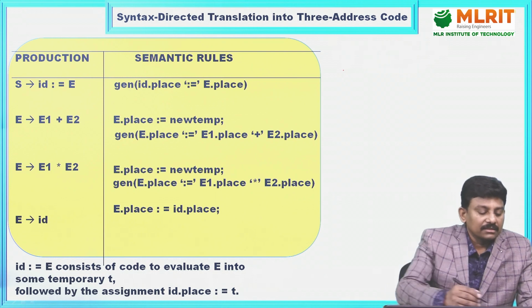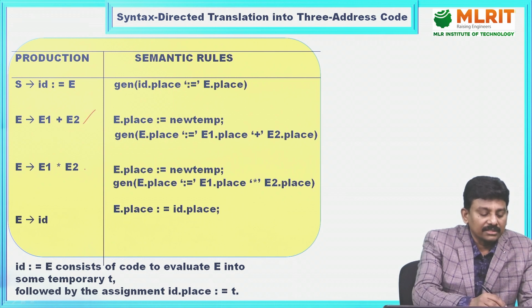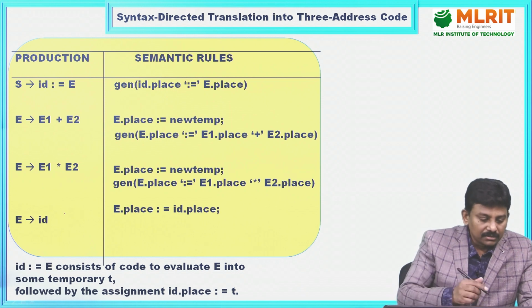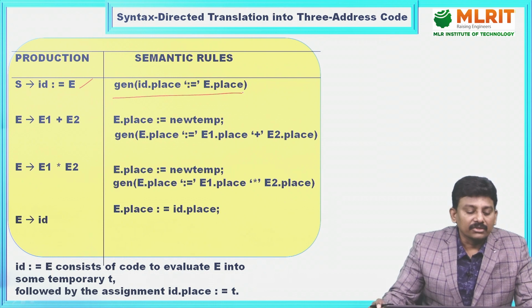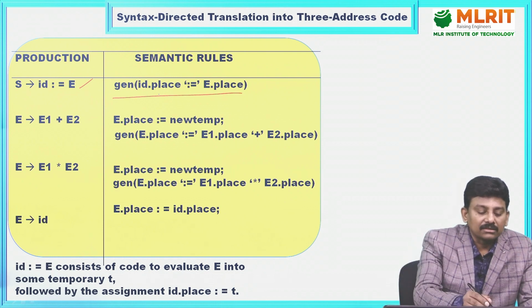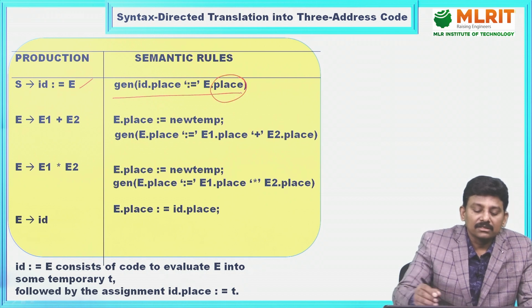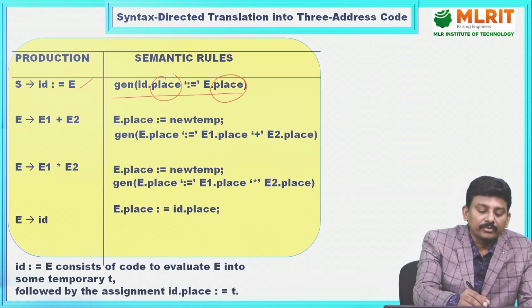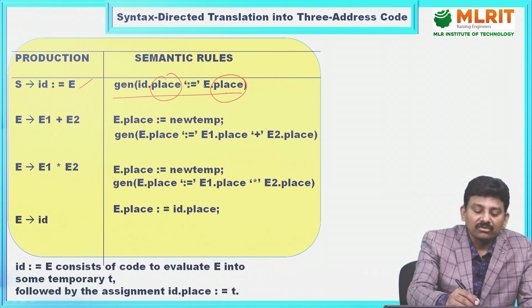Then the next production rules are E derives E1 + E2, E derives E1 * E2, and E derives ID, identifier. For the first rule, the semantic action is the gen function, which will generate ID.place = E.place. E.place is the attribute of E. Here ID.place is the attribute of ID, that is, the place will contain the name of the identifier. Here the place attribute will contain the value of the expression.